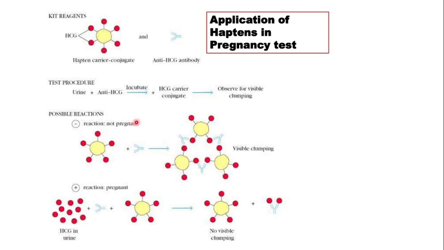While if the person's urine has HCG, the HCG will bind to the anti-HCG antibody, so there will not be any anti-HCG antibody left to form the clump. So there will not be any clumping. If there is no visible clumping, the test is positive. That is how many various applications in immunology haptens have.